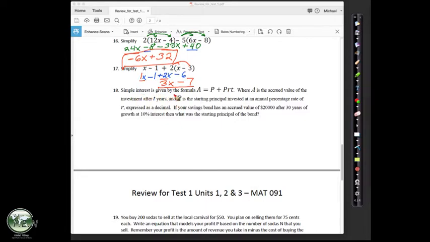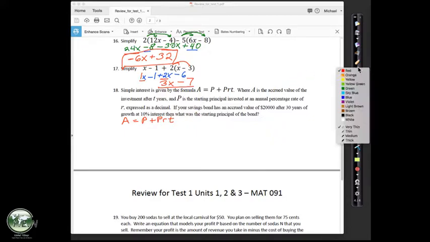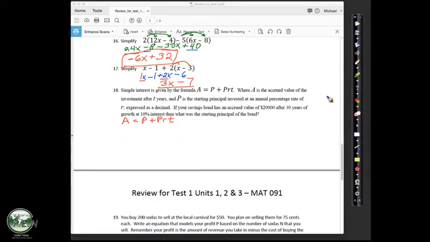Okay. Simple interest. We've got this formula. I'm going to rewrite the formula down here because that's what we're going to be using. And then below that, I've looked a little bit ahead. A is accrued value, so they're telling us what each one is. The question is going to be, if your savings bond has an accrued value of $20,000 after 30 years of growth at 10% interest, then what was the starting principal?